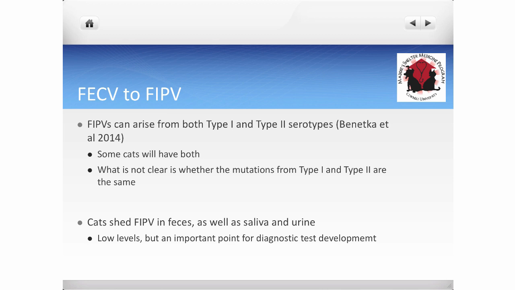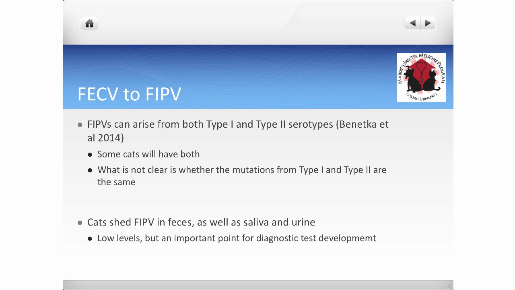FIPVs can arise from both type 1 and type 2 serotypes. And so some cats actually have both. You can have cats, and this was done on post-mortem studies, some of the cats with FIPV will have both type 1 and type 2. What's not clear is whether the mutations in type 1 are the same as in type 2, or if these are different mutations depending on the type of virus.